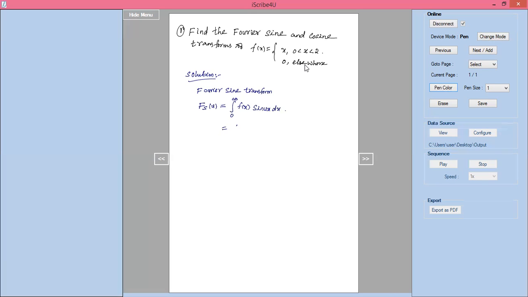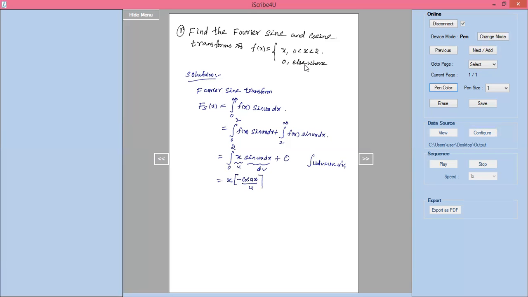So I split this interval like this: 0 to 2 f of x into sine ux into dx plus integration of 2 to infinity f of x into sine ux into dx. Now integration of 0 to 2 f of x is x into sine ux into dx, plus the second one, where the value is 0. Now integration of x into sine ux dx: this one should be u and this one should be dv. Integration of u dv is uv minus integration of u dash v1. Here u is x, and v is integration of sine ux, which is minus cos ux divided by u.